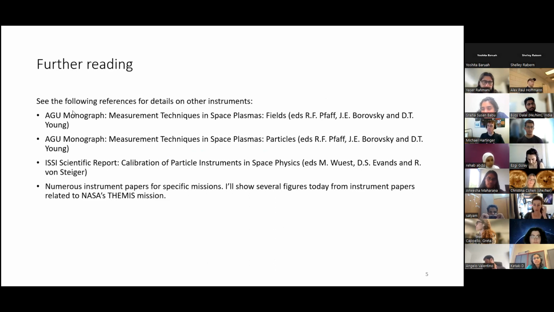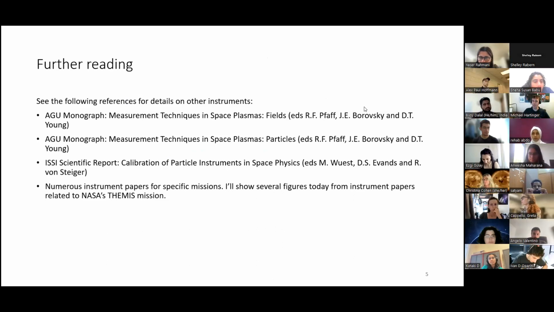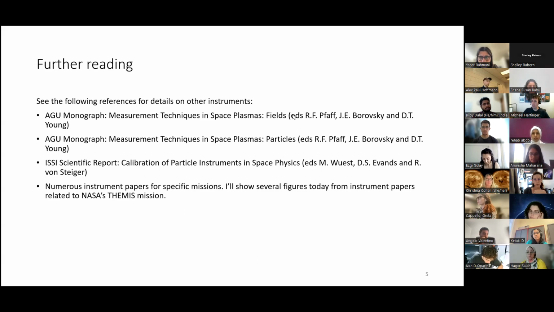Because this is such a broad topic, I'm just going to throw up these references right at the beginning, so you're aware of some much more in-depth references for your particular instrument or area of interest. There's an excellent set of AGU monographs called Measurement Techniques in Space Plasmas, for Fields and for Particles. These are each books with really dense chapters on each instrument you might be interested in, sometimes more than one chapter on one instrument. There's also a really nice scientific report from the ISSI on calibration of particle instruments in space physics, which doesn't just talk about calibration, but also introduces some of the particle instruments. These are good for a broad-strokes overview.